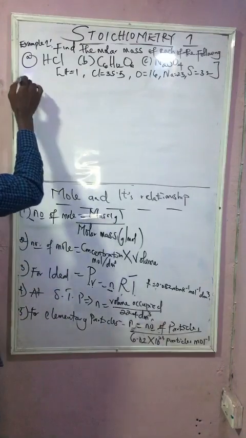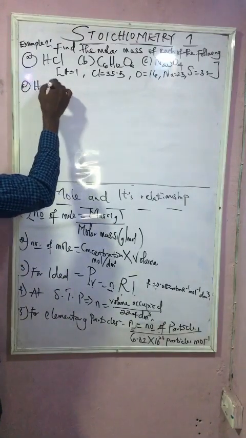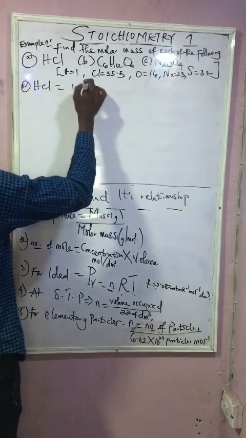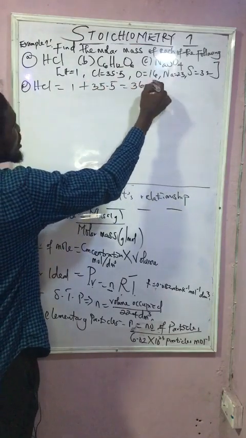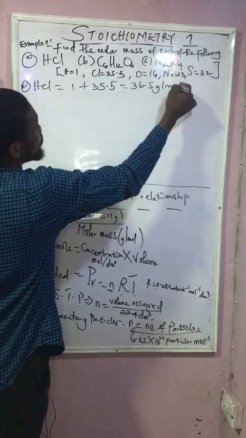So now these are the atomic masses of each of the elements. Let's play with the first one. HCl equals hydrogen plus 35.5, so we have 36.5 gram per mole.